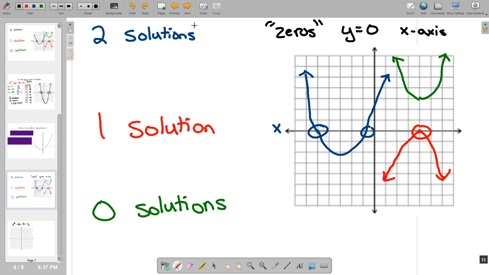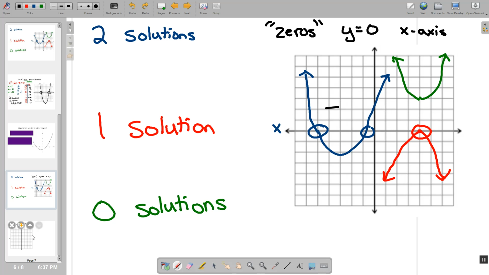For a type of equation that has 2 solutions, it's going to intersect the x-axis twice, like blue here. If something has 1 solution, it's going to intersect the x-axis 1 time. And something that has 0 solutions will never intersect the x-axis. This is going to be really helpful as we start working on these types of problems.